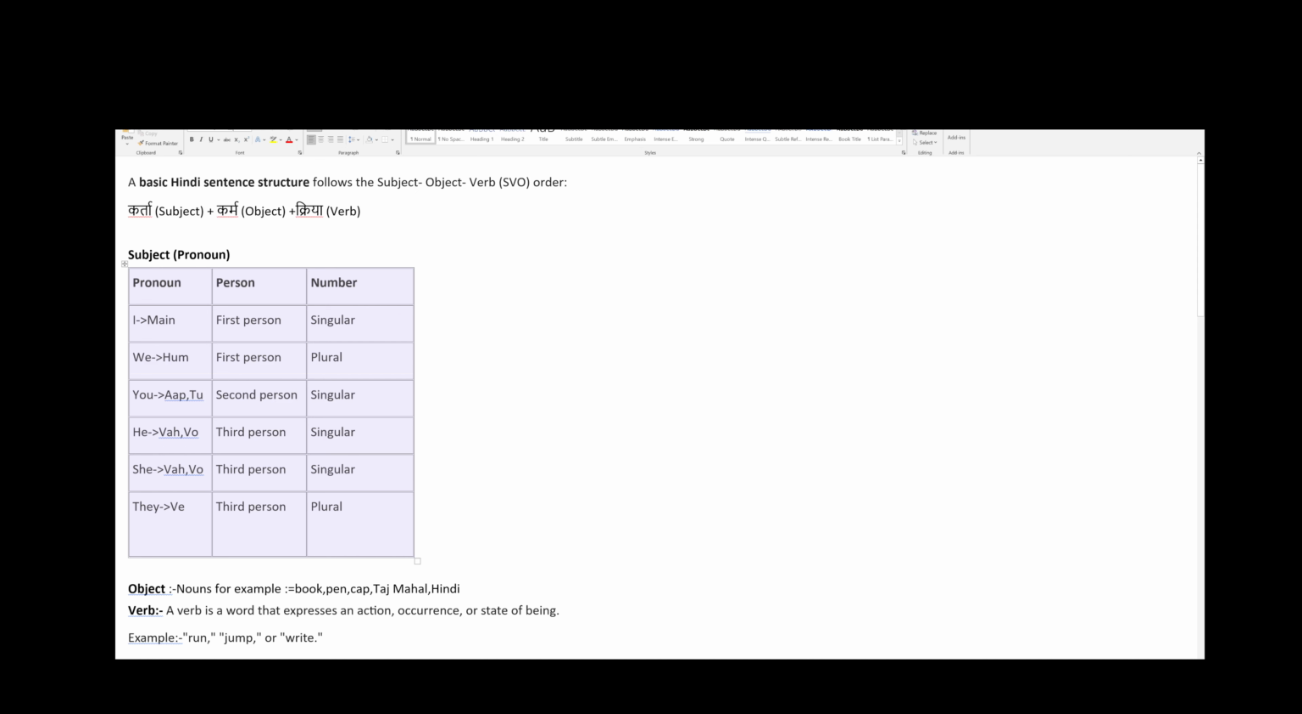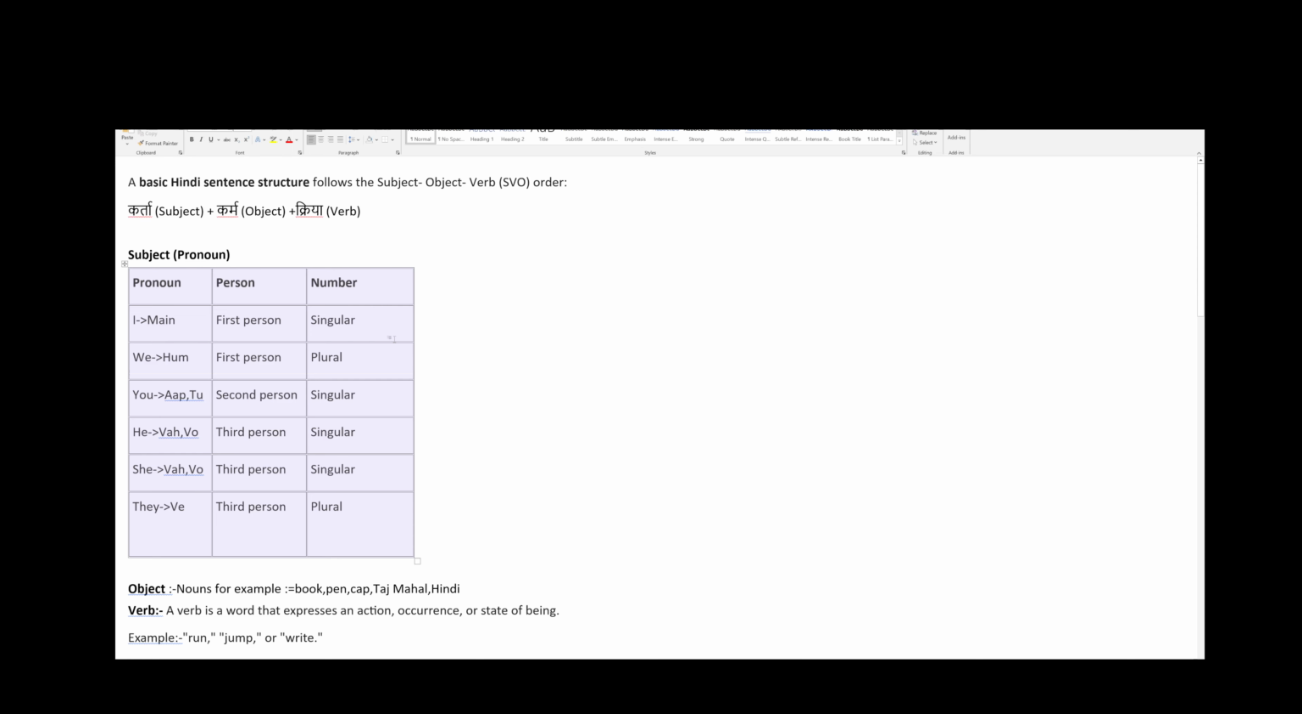But in Hindi we need to use मैं for I, हम for we, आप, तू for you, वह, वो for he. वह is formal way and वो is informal way. For she, वह, वो. And for they we use वे in Hindi.